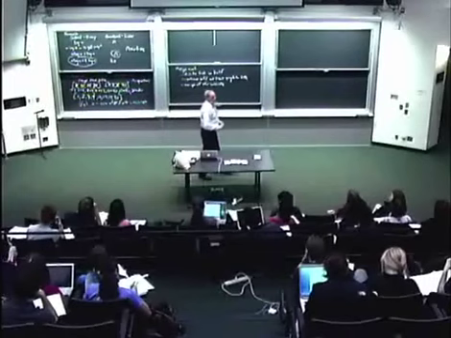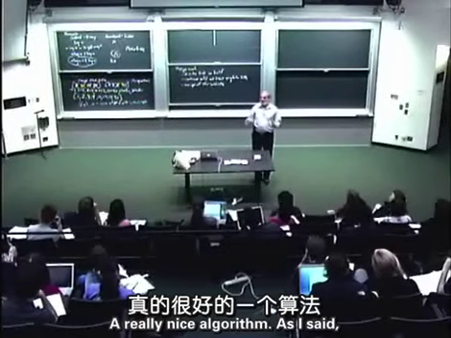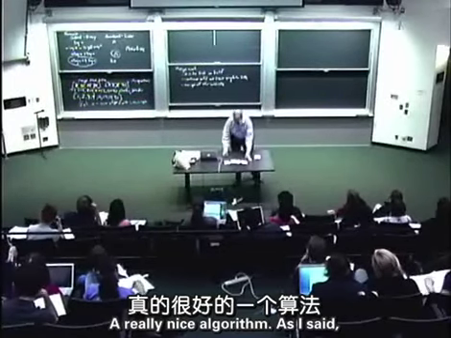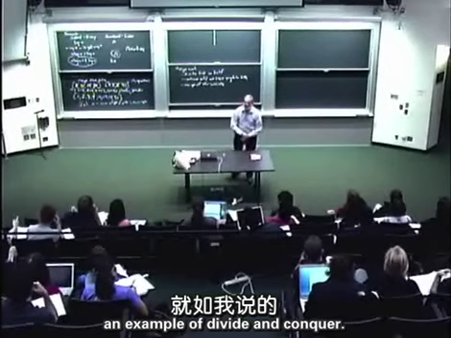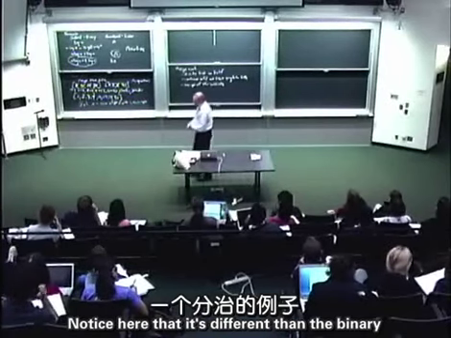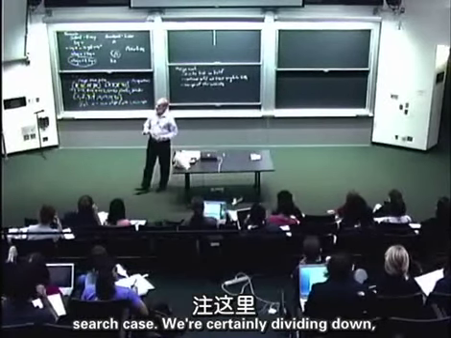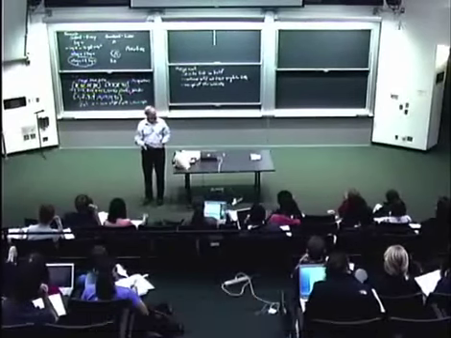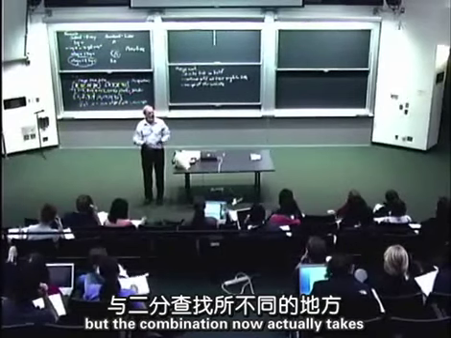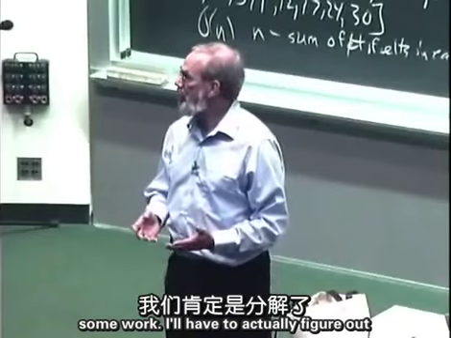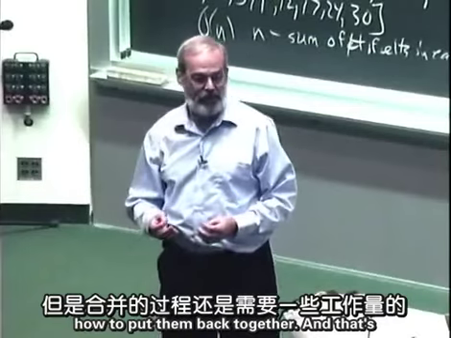Okay? A really nice algorithm, as I said, an example of divide and conquer. Notice here that it's different than the binary search case. We're certainly dividing down, but the combination now actually takes some work. I have to actually figure out how to put them back together.